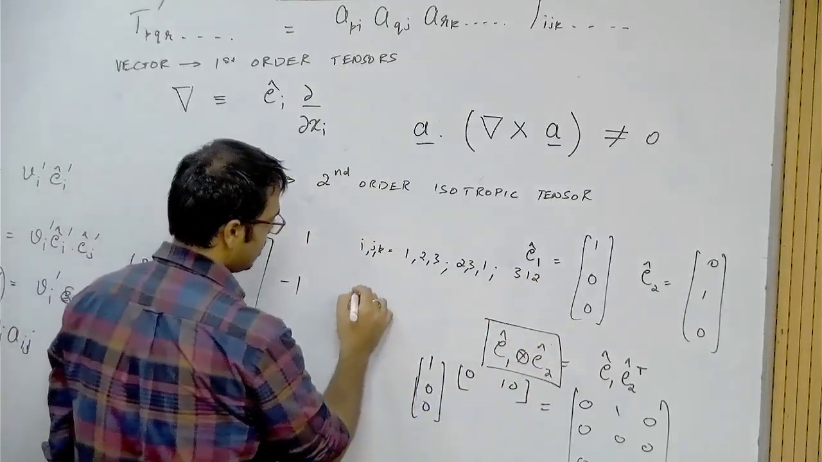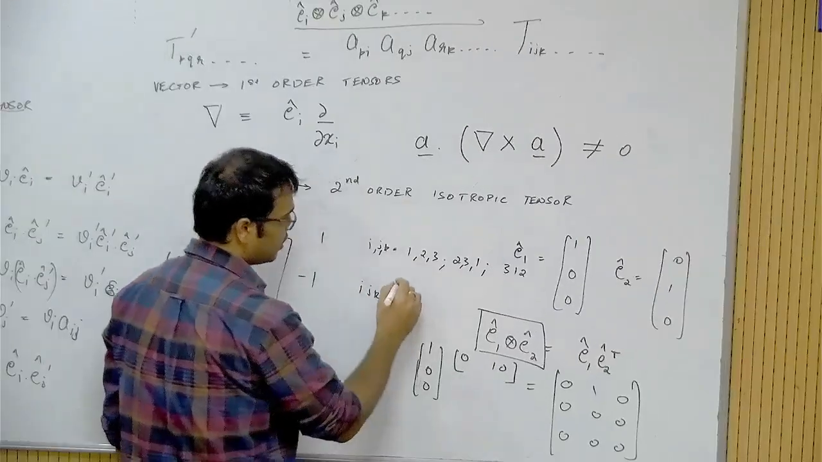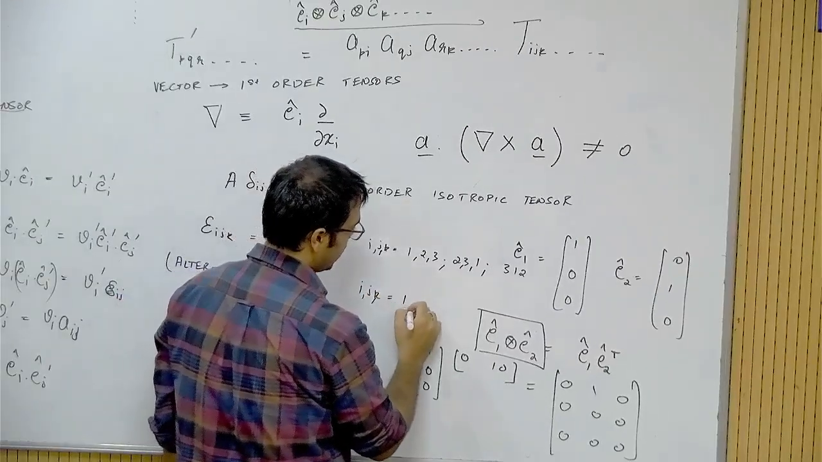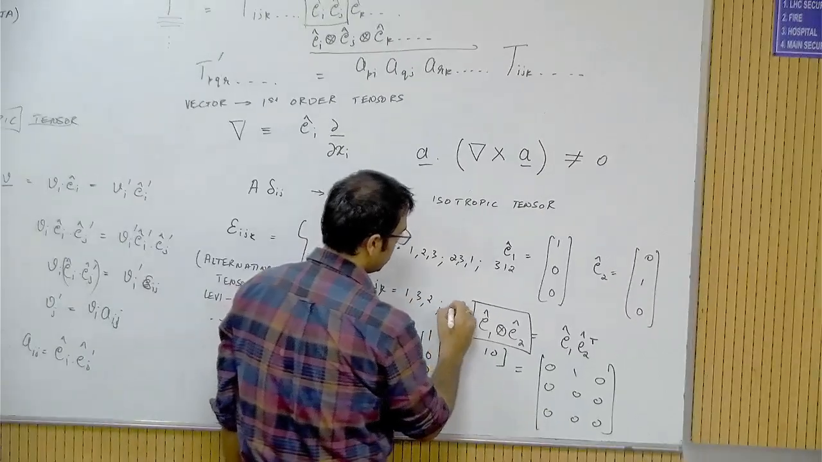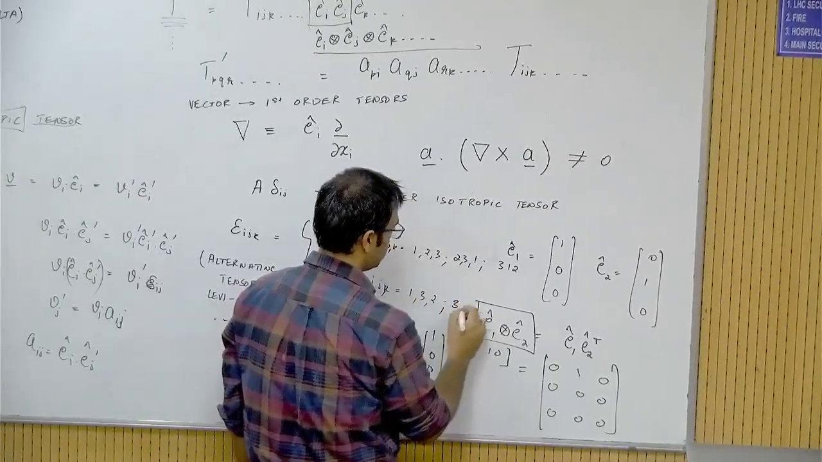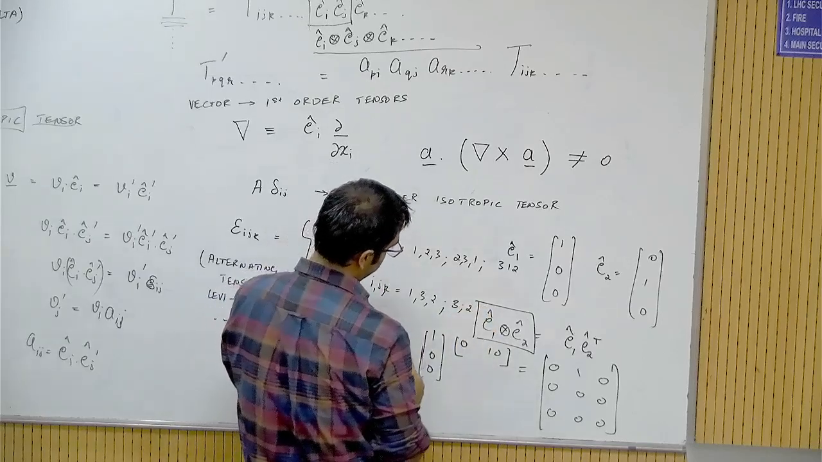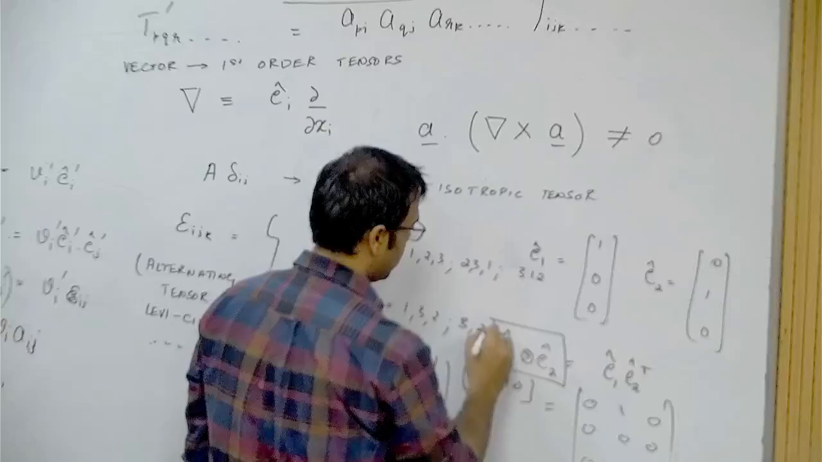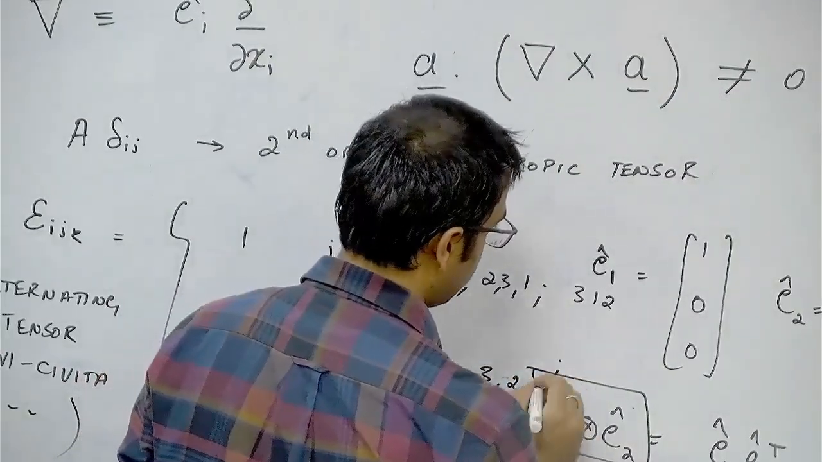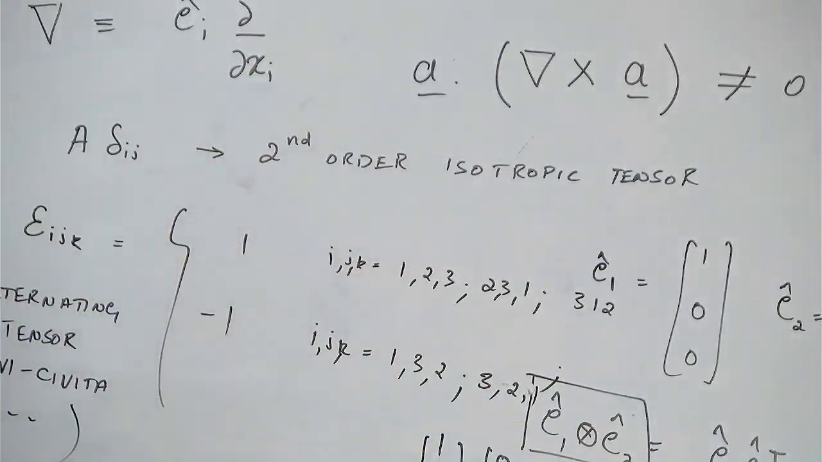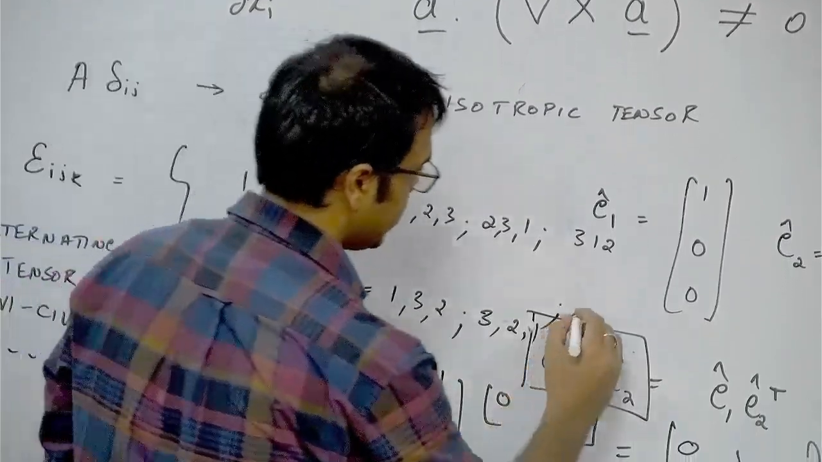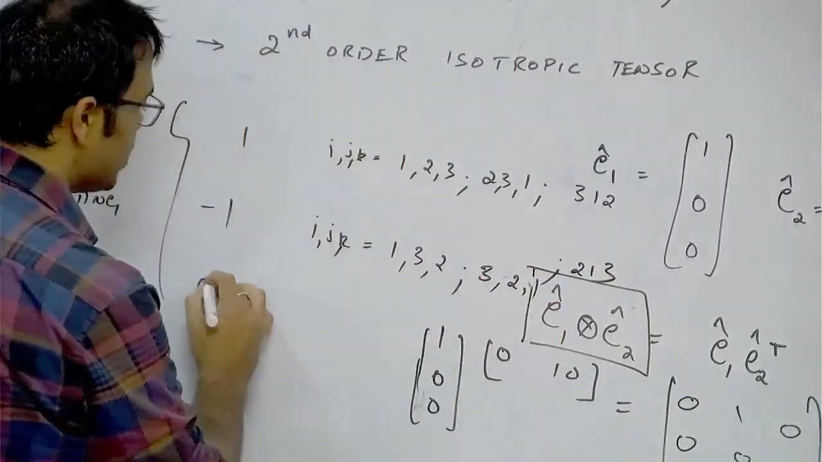It is minus 1 if ijk are equal to 1 3 2, 3 2 1, and what is the other going to be? 2 1 3. And it's going to be 0 otherwise.